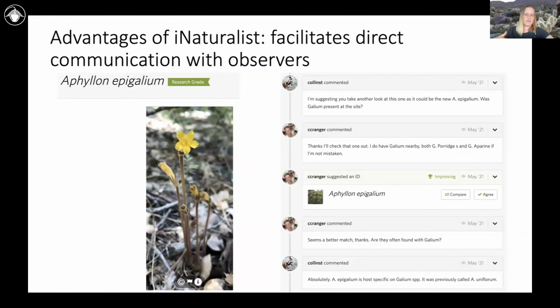And this also extends to being able to communicate directly with other users. So in this case, somebody sees this cool Aphyllon and says, well, hey, is it potentially on a Galium? Some of the diversity in Aphyllon is very host specific, and identifying species depends on what host they're using. So it's cool. You can contact people and say, hey, was this other plant growing around, and have those sorts of conversations that people are often really enthused to take part in.